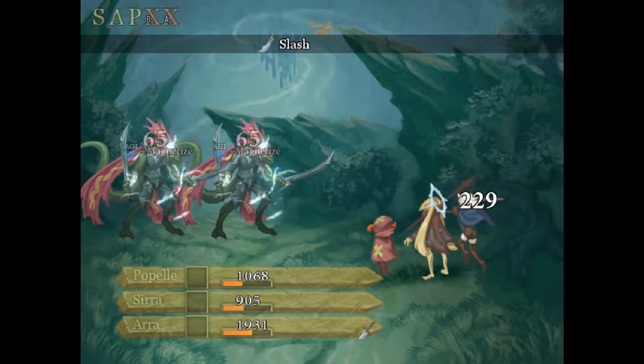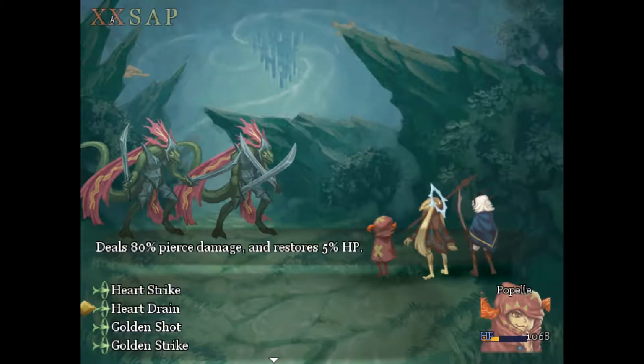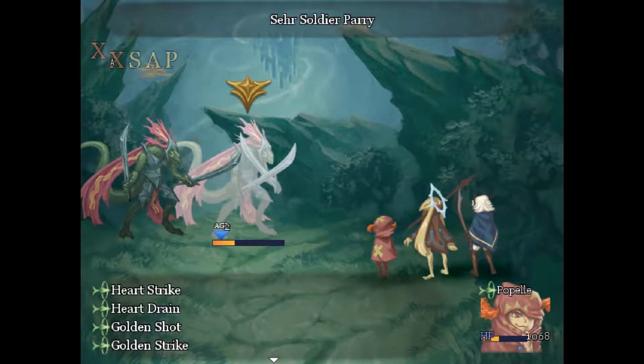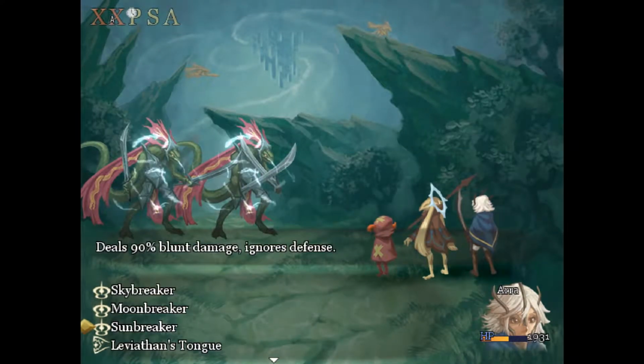Because there's the JRPG dungeon crawler, which is very much like Etrian Odyssey, which is also other franchises like Wizardry and stuff like that.